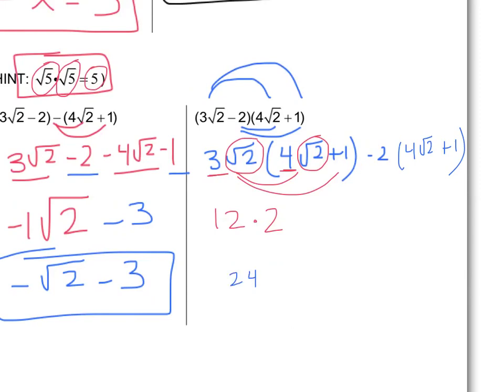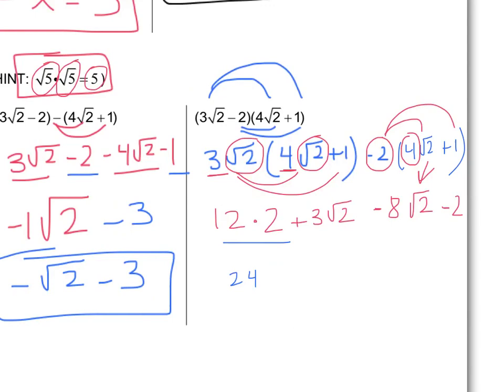Now let's continue. Now you have to multiply 3 radical 2 by 1. So that would be plus 3 radical 2. Again, when you multiply those together, you multiply the negative 2 by the number. So negative 2 times 4 would be a negative 8. And you just copy the radical 2 down. So again, negative 2 times 4 radical 2 would give you negative 8 radical 2. And then you multiply the negative 2 by 1, you would get a negative 2.